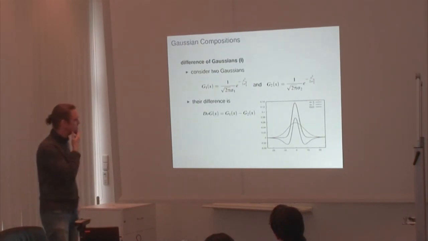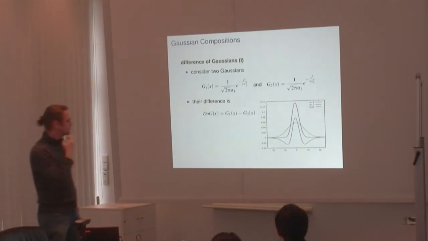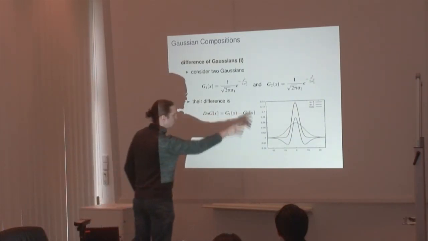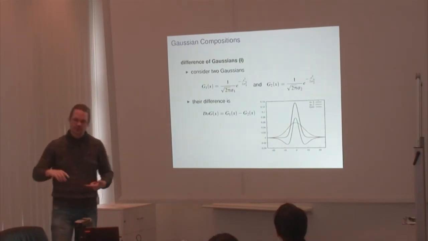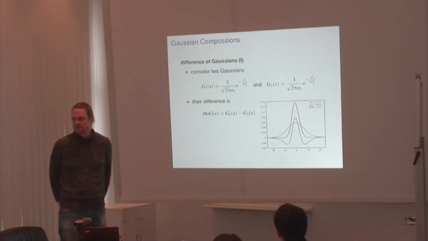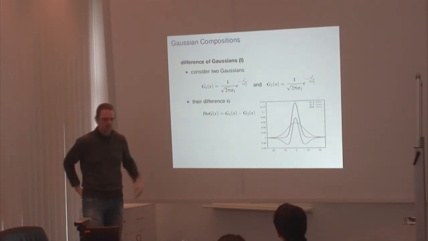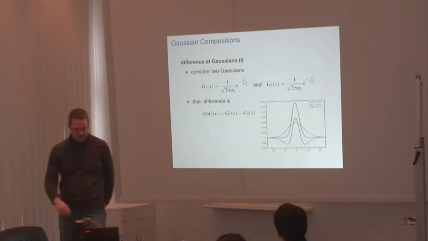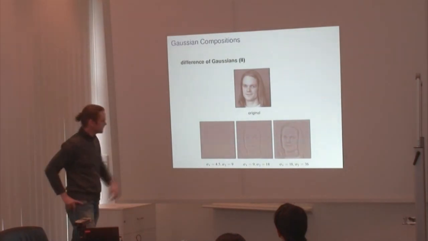Okay, difference of Gaussian. What would you say will happen if we use, this is just a 1D example, but of course we can do this for two-dimensional Gaussians as well, if we use this as a convolution mask to filter an image? We use a difference of Gaussian. Here we go.